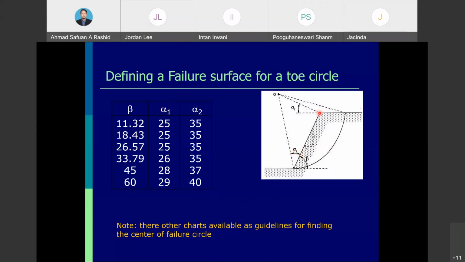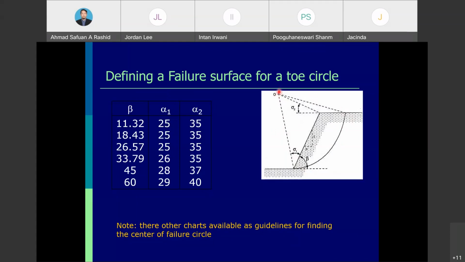Then we may draw a horizontal line. Then draw what we call alpha or sigma for sigma 2 is equal to 35. Then we need to extend this line until it meets both sigma 1 and sigma 2. However, we need to make sure, by using the compass, that the R here is equal to the other R. That's why we need to use the compass.